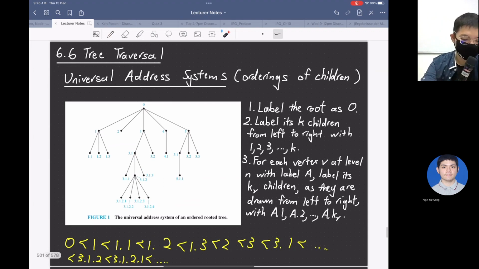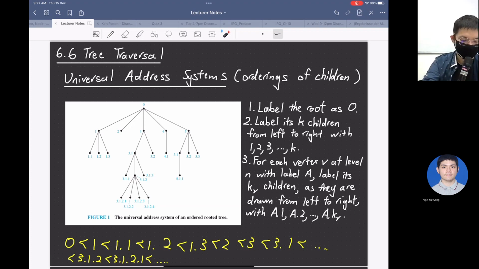Okay, next is tree traversal. What we want to do with tree traversal is traverse all the vertices. We want to find an algorithm to go through all the vertices systematically without missing anyone.